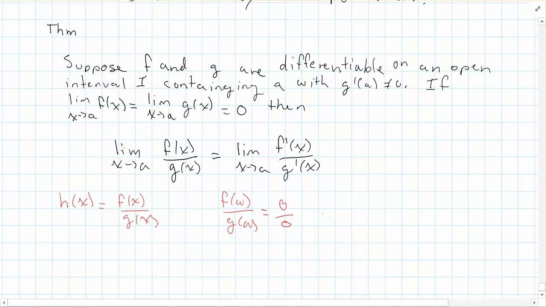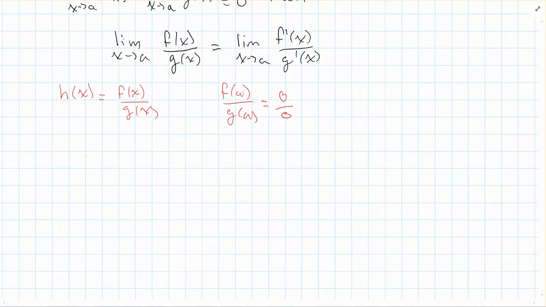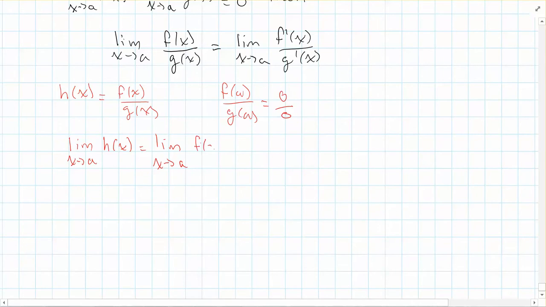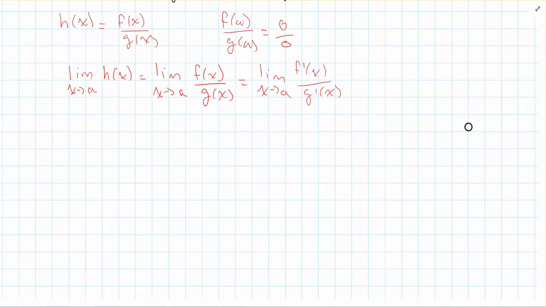So if we get that case where f at A over g at A is equal to 0 over 0, then the limit as x approaches A of h at x, which is the limit as x approaches A of f at x over g at x, is equal to the limit as x approaches A of f prime at x over g prime at x. So I'm going to do an example where we already know what the answer is without doing this weird L'Hopital's rule thing, and then we'll apply L'Hopital's rule to it.